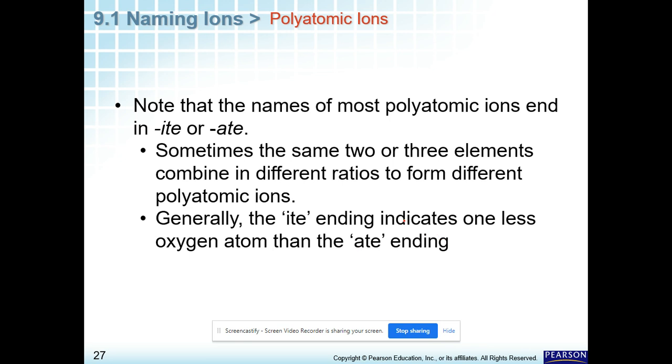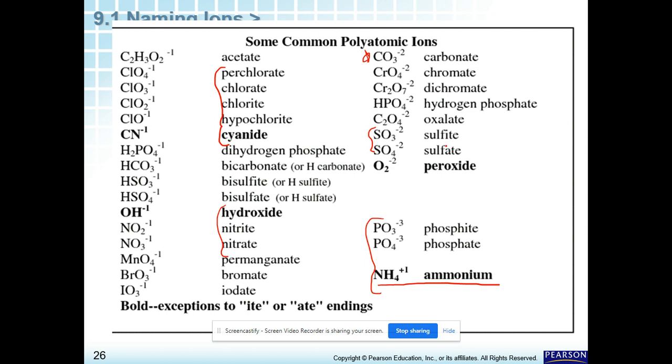Let's go back and look at some examples. Here we have sulfur and oxygen, and they're combining 2 different ways. This one has 1 sulfur with 3 oxygen, and this one has 1 sulfur with 4 oxygen. Notice the one that has more oxygen ends in ate, and the one that has less ends in ite. If we go over here to phosphite and phosphate, notice they are both phosphorus and oxygen, but the ate has 1 more oxygen than the ite.